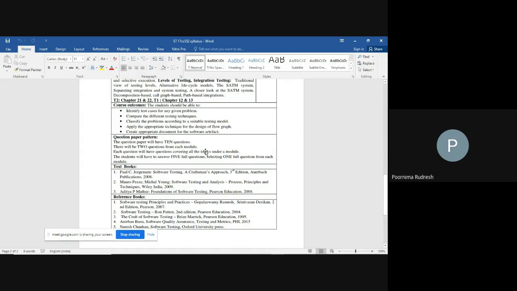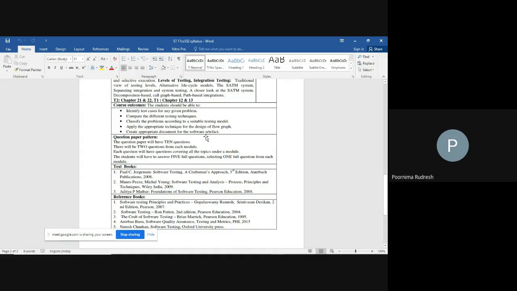Previously you had to answer at least 1 question from each module, but this time we don't know the pattern, we leave it here. But we are mainly concentrating on studying all the modules.